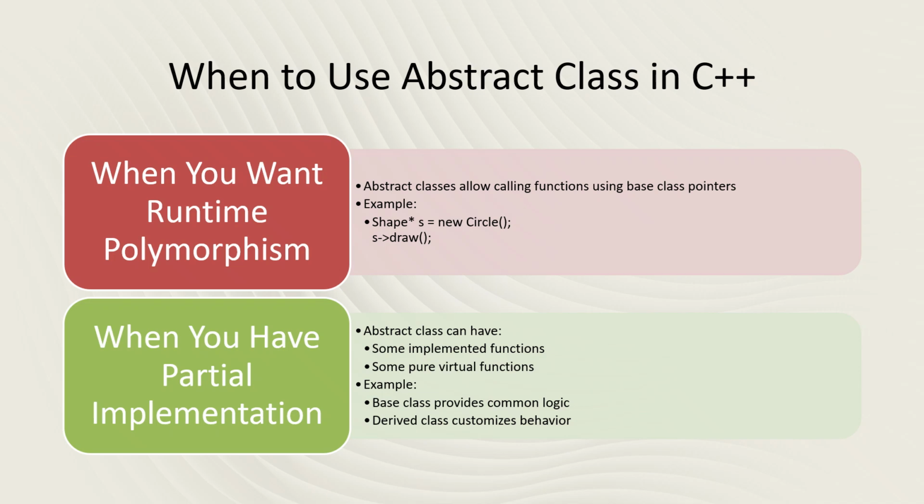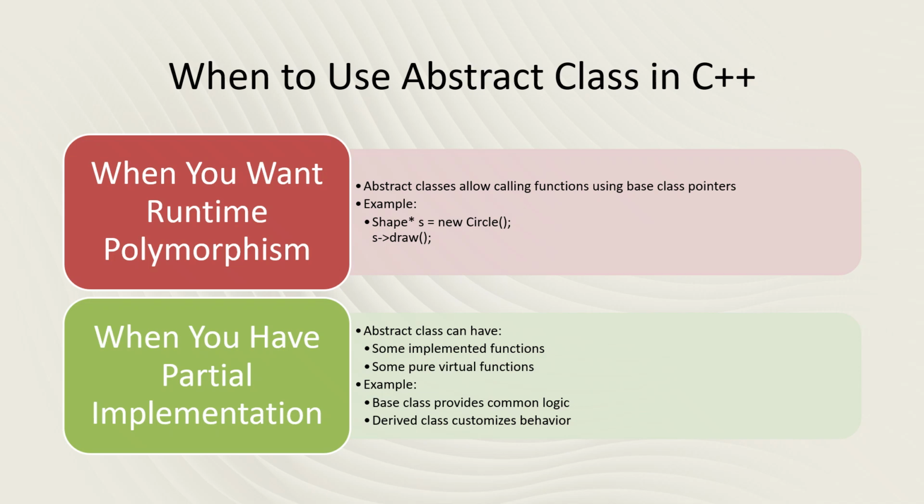Abstract classes are very useful in runtime polymorphism. Shape* s = new Circle; s->draw(). It calls Circle's draw. This allows writing flexible programs. We can change behavior at runtime without modifying code. This is heavily used in game development, GUI systems, and simulation software. So this is a very important concept.